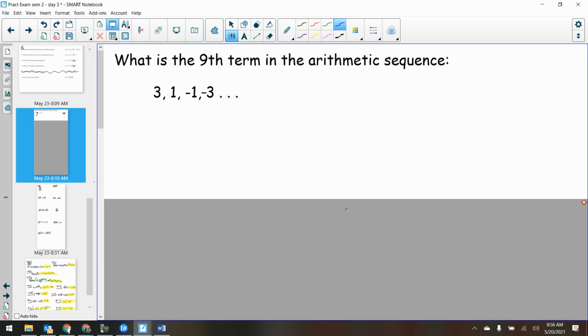All right, what is the 9th term in this arithmetic sequence? I didn't even need to tell you that it was arithmetic. You should know that it's arithmetic. Why? Because what am I constantly doing?